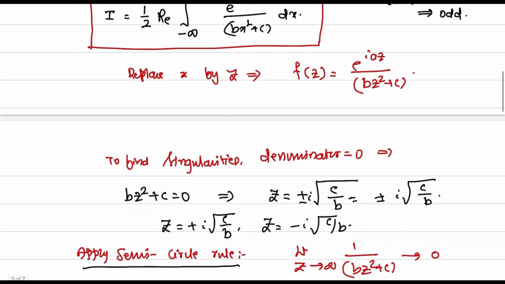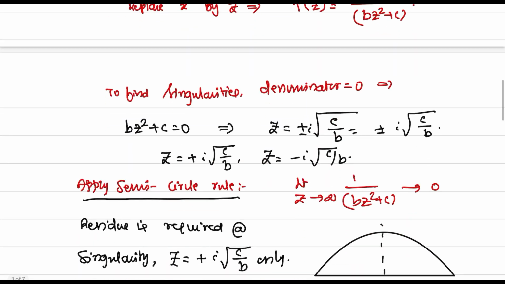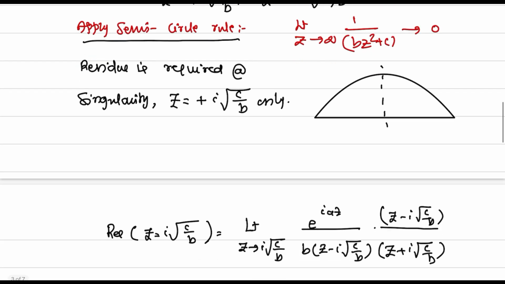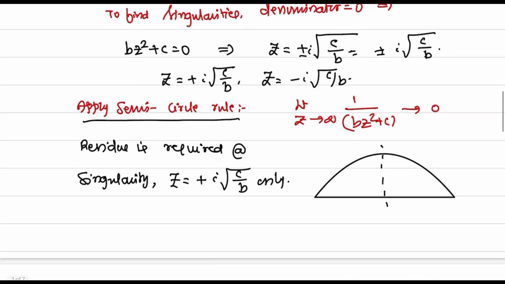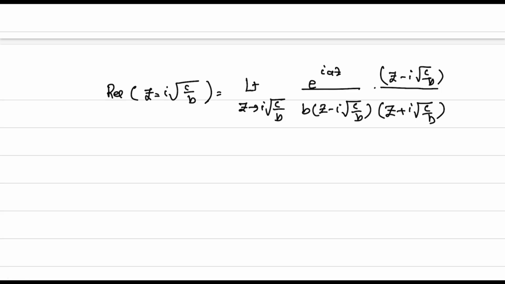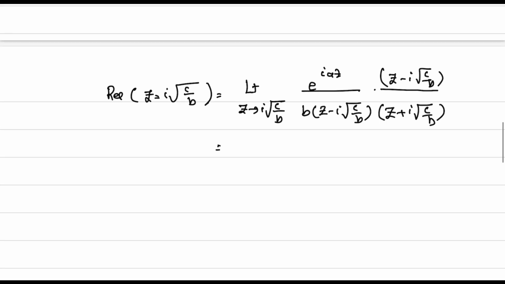Because the function is e to the power of iaz by bz square plus c. We have just done a rearrangement to find out the limit. Nothing to worry about. Then this residue becomes e to the power of minus a square root of c by b divided by 2i into square root of bc, residue.